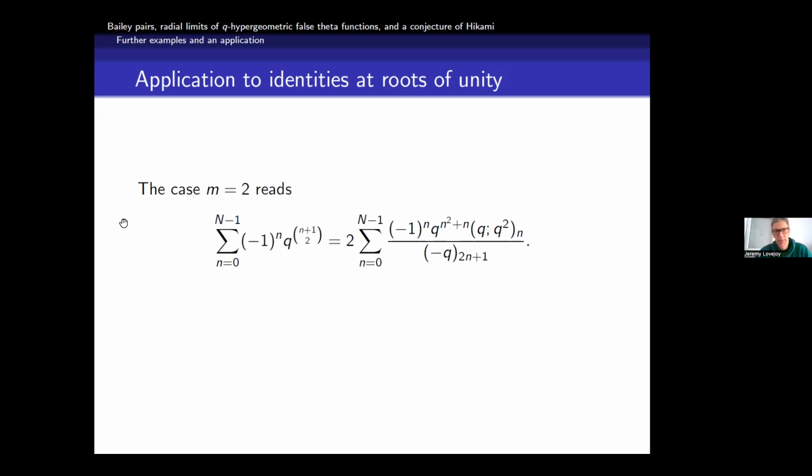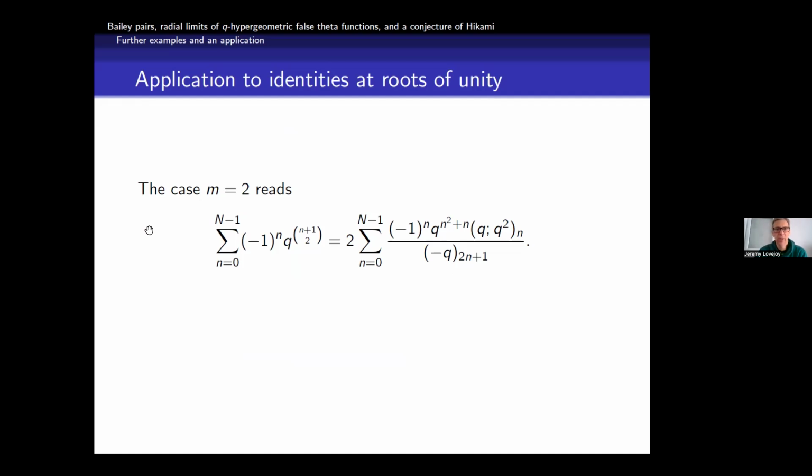Okay, so those are some big formulas, but let me show you what this looks like in a simple case. For little n equals 2, this reads the following. The sum from n equals 0 to capital N minus 1 of (-1)^n q^(n+1 choose 2) is equal to twice the sum from n equals 0 to capital N minus 1 of (-1)^n q^(n^2+n) over (1 + q^(2n+1)). So this too is valid for roots of unity, and it depends on capital N. Here, capital N should be odd, and this is only valid for q equal to the nth root of unity.